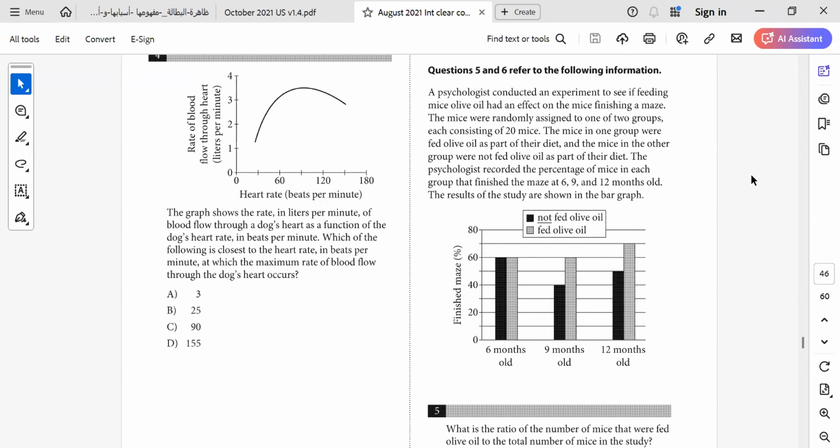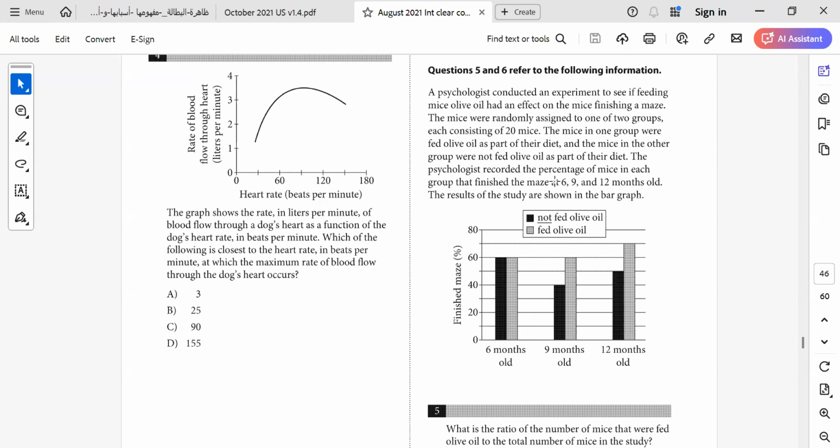He's saying that he's conducting an experiment feeding mice with oil and checking the effect on the mice finishing a meal. The mice were randomly assigned to one of two groups. Each consists of 20 mice. The mice in one group were fed oil as a part of their diet, and the mice in the other group were not fed oil.